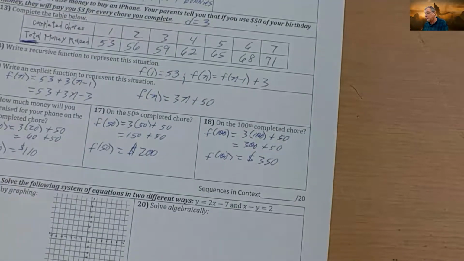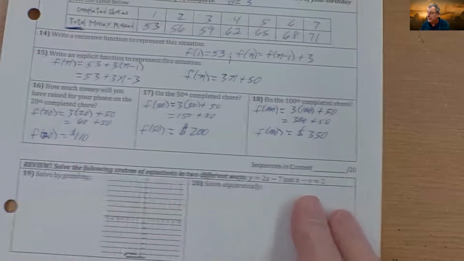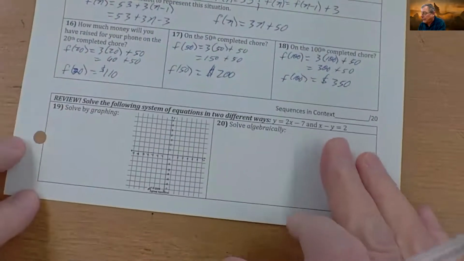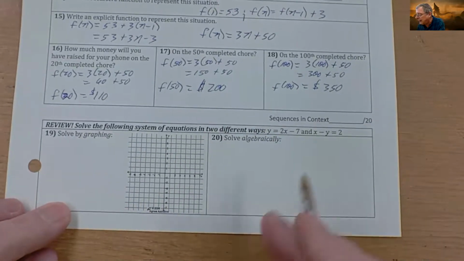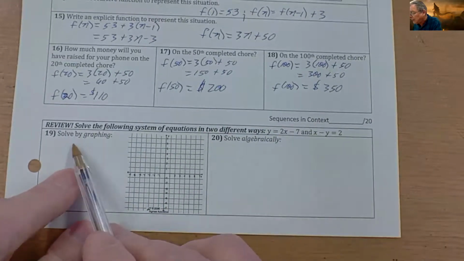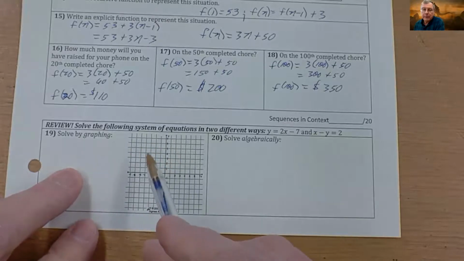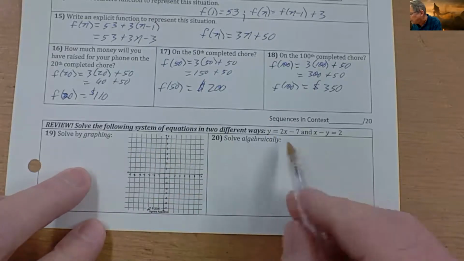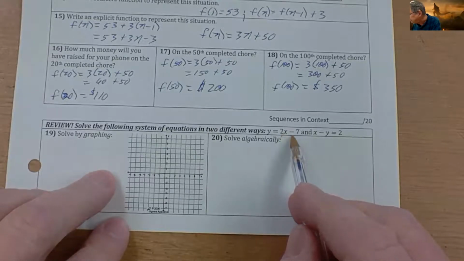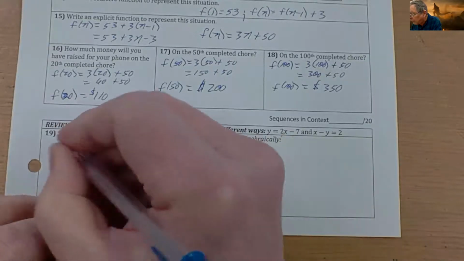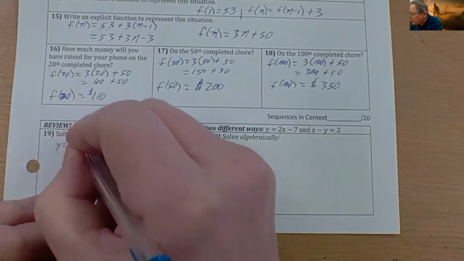Okay, and this last one, which I don't know if we're putting a review question on the test or not. We haven't talked about it, but let's look at it just in case. Solve by graphing. We don't want you to forget how to do this. So this first equation, we graph it. I'm going to write it down over here so we can actually see what we're working at.